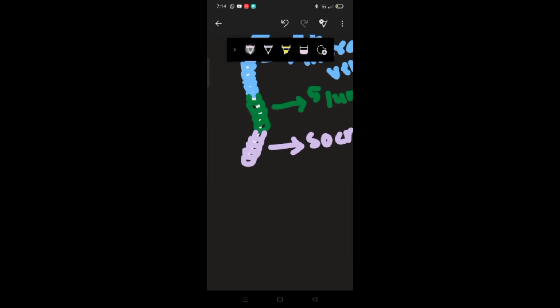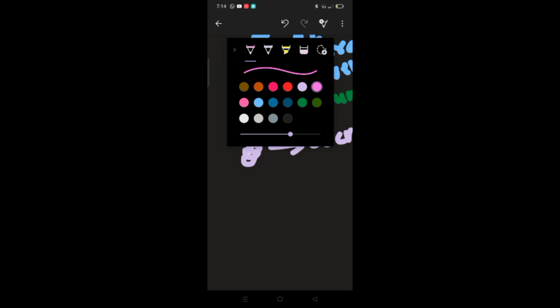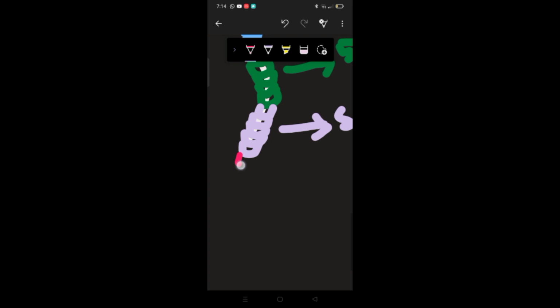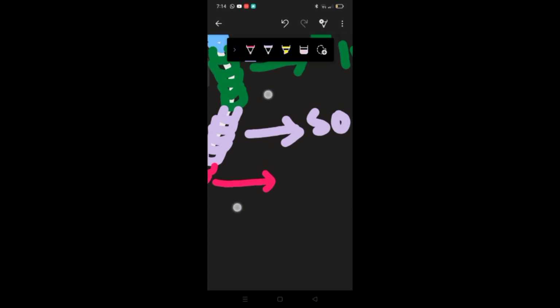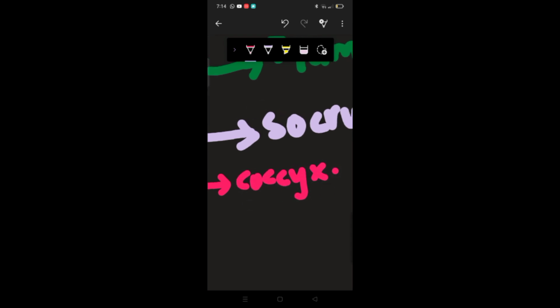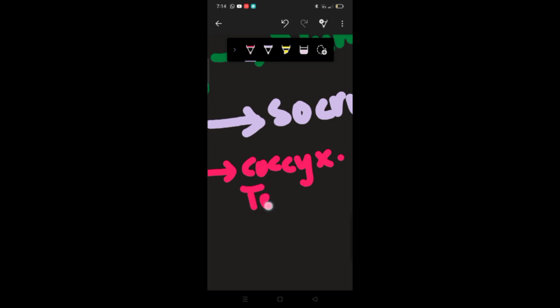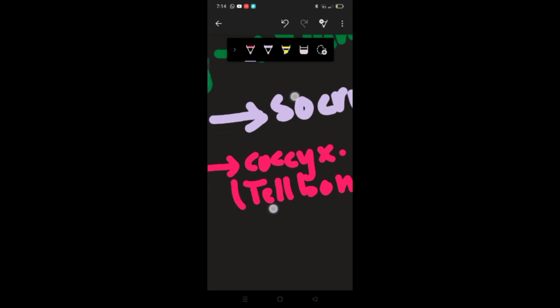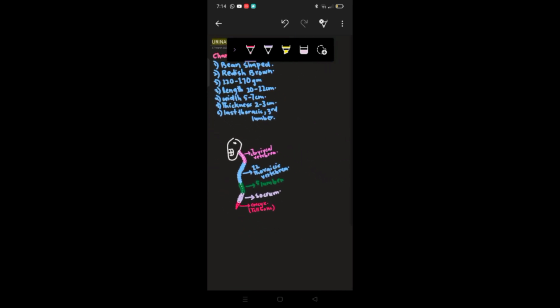Alright, then we have the last one which is coccyx. Here 4 vertebrae are combining together and they are forming coccyx. This is coccyx, which is also known as tailbone because it is like a tail. So that's why it is also known as tailbone. As you can see here, now where our kidneys are present.